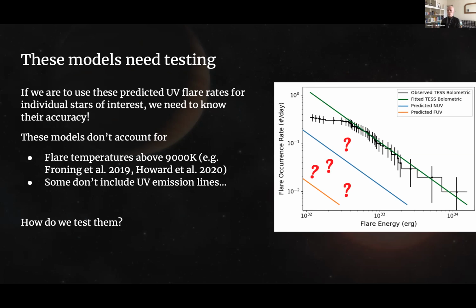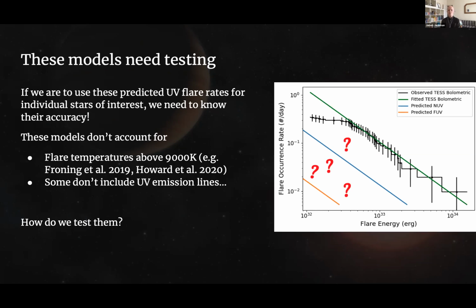So the UV predictions of these models, we need to test their accuracy if we're going to put them into photochemical models. So how do we go about testing them? Well, as I mentioned earlier, one way of testing them would be to measure UV flare rates for lots and lots of individual stars. But that's a very expensive thing to do and very time consuming, and good luck getting it past the HST TAC.